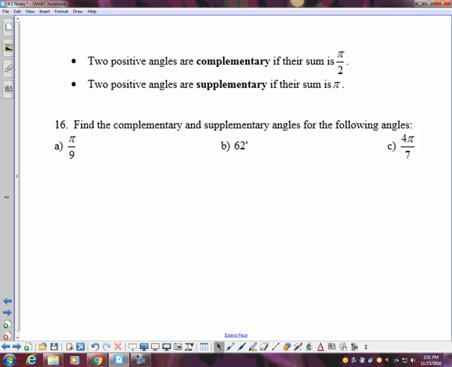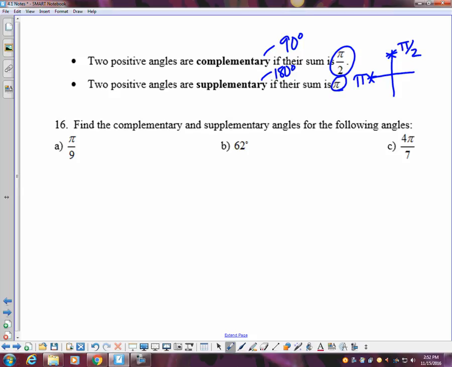Okay, two positive angles are complementary if their sum is pi over 2, and supplementary if their sum is pi. Now, hopefully you remember this from Math 3 or Math 2. Complementary adds to 90 degrees, and supplementary adds to 180 degrees. We are now transferring this into radian measure. So 90 degrees is your due north, which is pi over 2, and 180 degrees is due west, which is pi. Really easy to do it with degrees in your head.